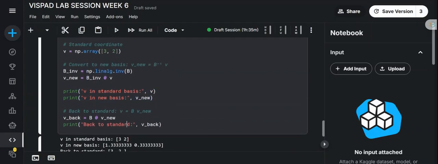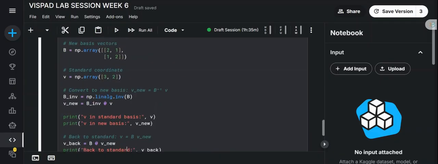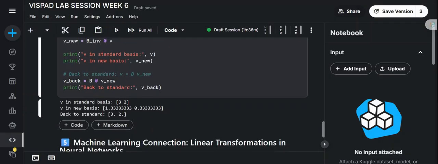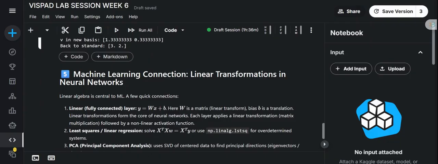And in this case, the vector in the new basis, as you can see, v in the new basis is 1.333, 0.333. So this is the image of the old vector in the old basis. V in the new basis, 1.333 and 0.333, is the image of the old vector in the new basis. Simple. All right, so now let's see the machine learning connection, the machine learning relevance of linear transformations.